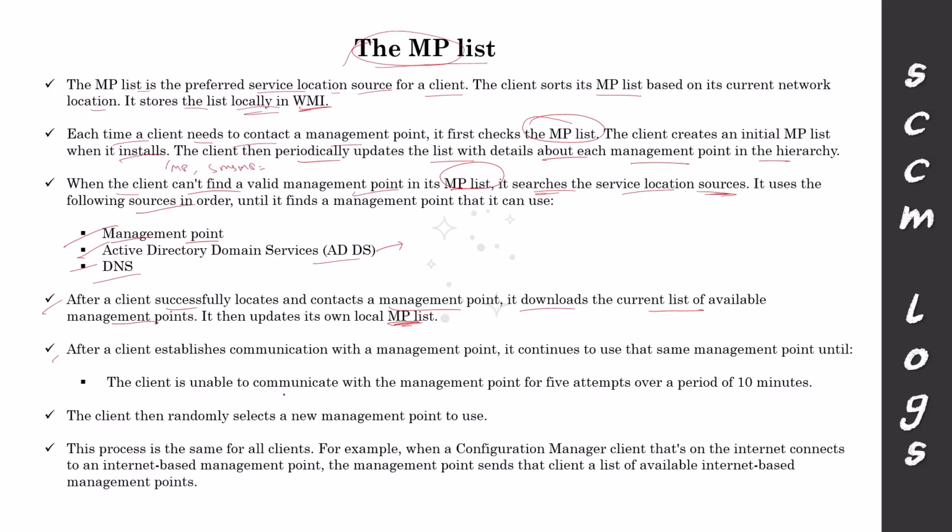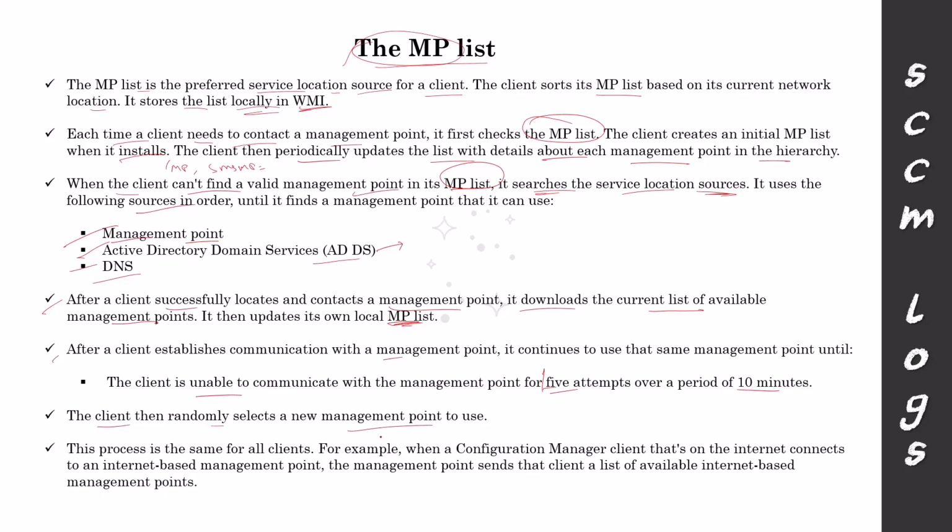So how will the client approach the management point? It will connect to the management point. If it's unable to connect, it will make 5 attempts over a period of 10 minutes. So every 10 minutes, it will attempt to connect to the MP in 5 attempts. If that fails, it moves to the next MP. The client then randomly selects a new MP to use.